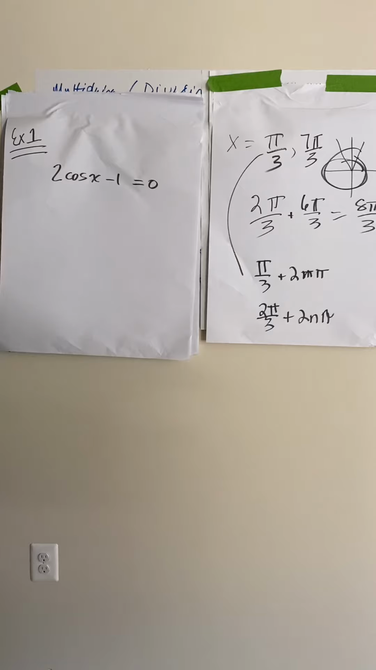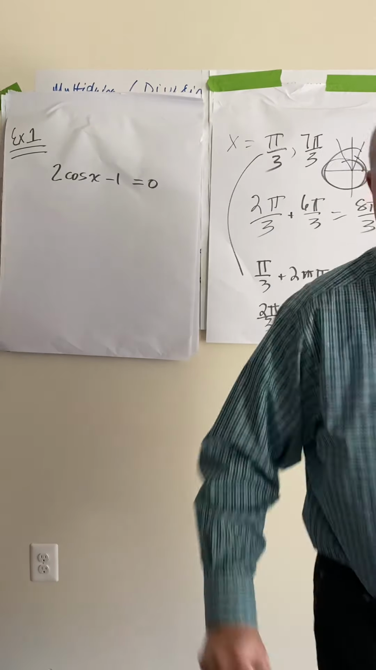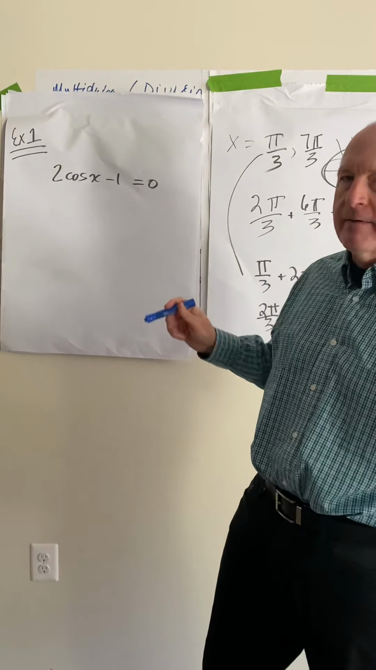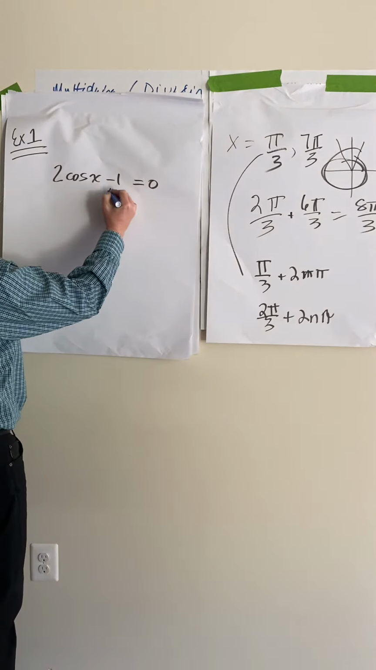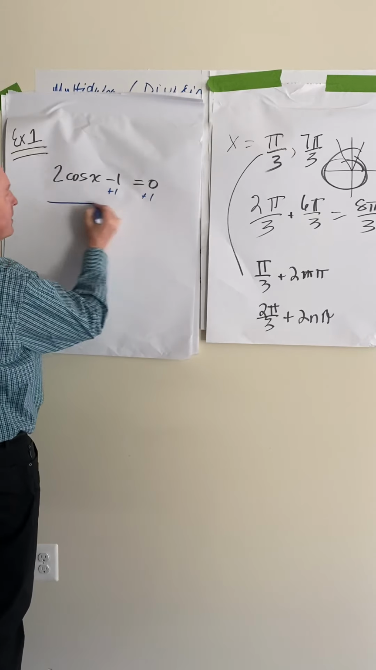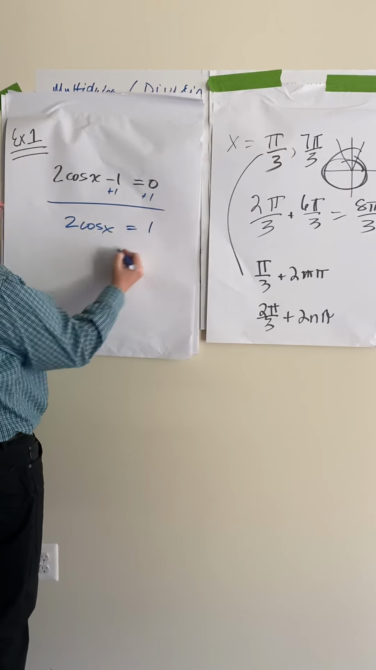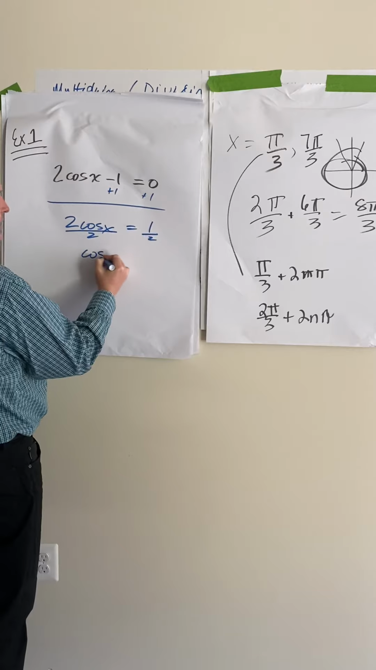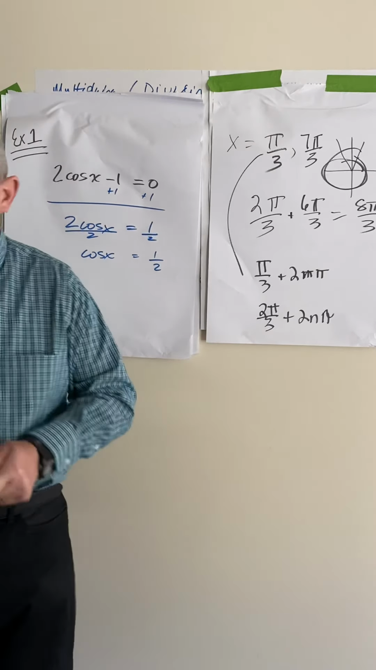Example 1. We've got 2 cosine of x minus 1 equals 0. Remember, as we get started on these, what we want to do is get that cosine of x by itself. We're going to isolate cosine of x. So with some algebra, we add 1 to both sides and get 2 cosine of x equals 1. Then we divide both sides by 2, and we get cosine of x equals 1/2.